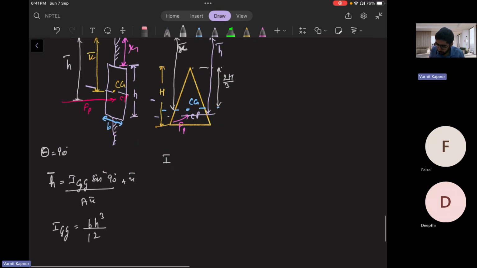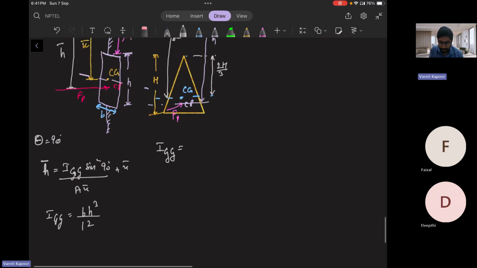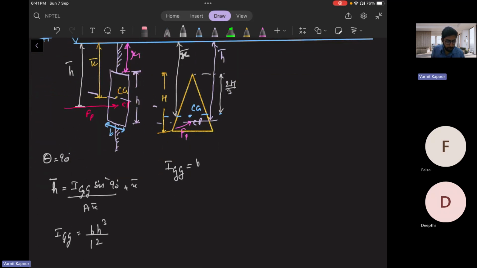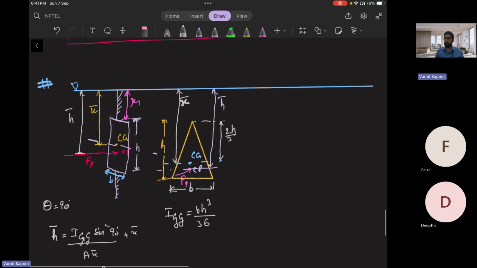My IGG value for this is BH cube by 36, where B is the width of this. Let us take small h only. BH cube by 36. All right, this was for a triangle.